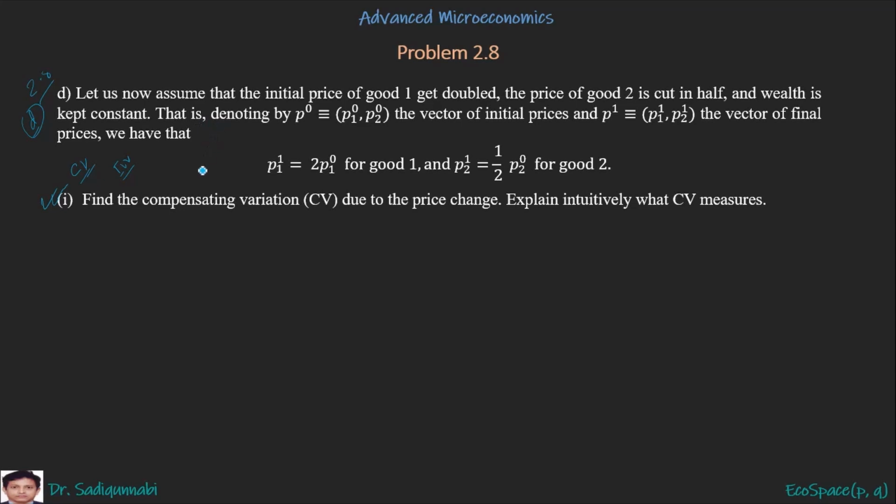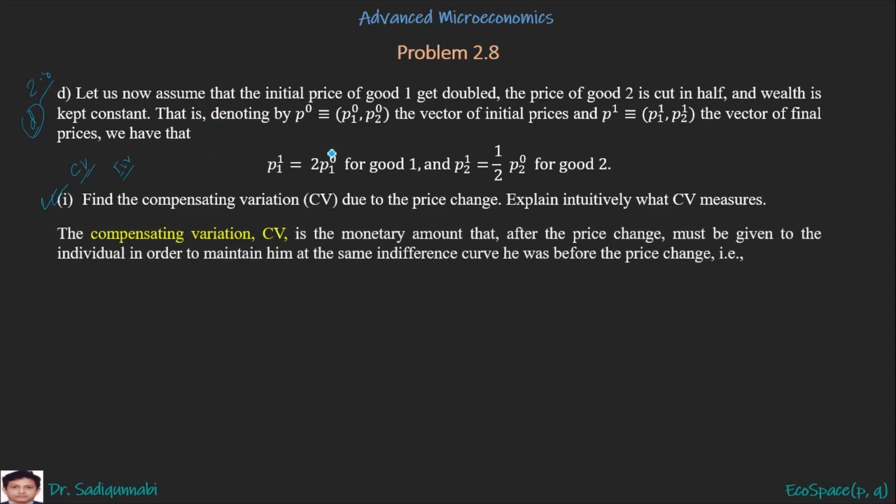Compensating variation is the monetary amount that, after the price change, must be given to the individual in order to maintain him on the same indifference curve. Note this down: the same indifference curve as he was on before the price change. That is called compensating variation.